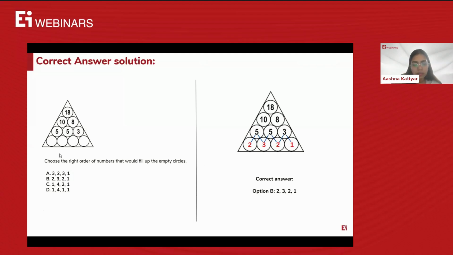So the correct answer is, as most of you have answered, option B, because the order that we need to fill is 2, 3, because summing these numbers will give us 5, and then 3, 2, summing these numbers will give us 5, and then 2, 1, summing these numbers, we get 3. So that is the whole pattern that is repeated in this pyramid.